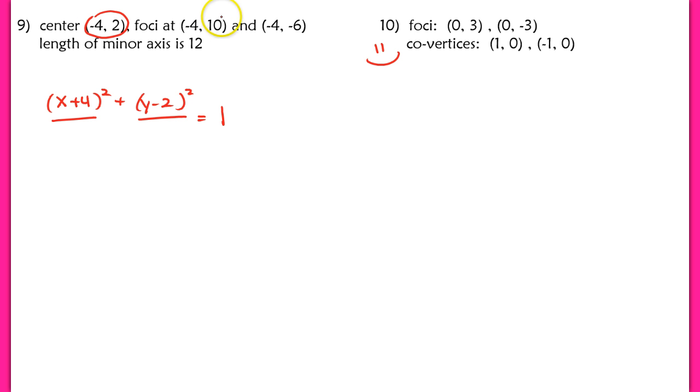Okay, so here they give us the foci, right? Which means that we will definitely, for sure, be using this formula: r sub f squared is equal to r sub x squared minus r sub y squared. So at some point, that's going to have to come into play.